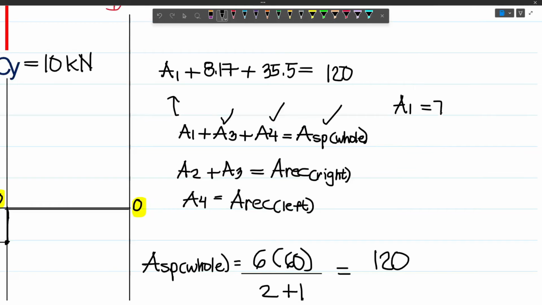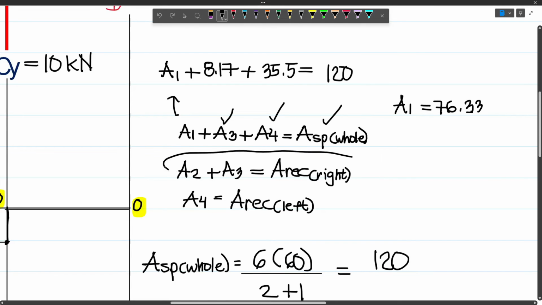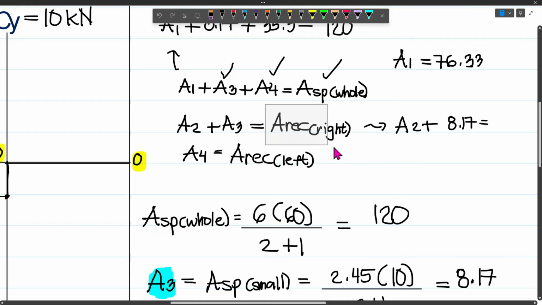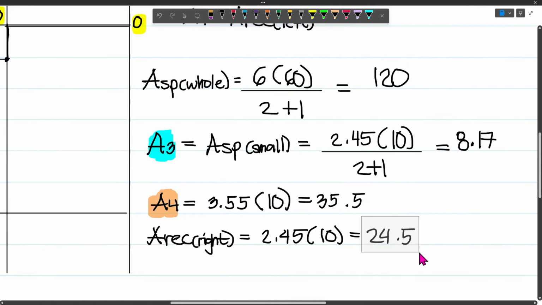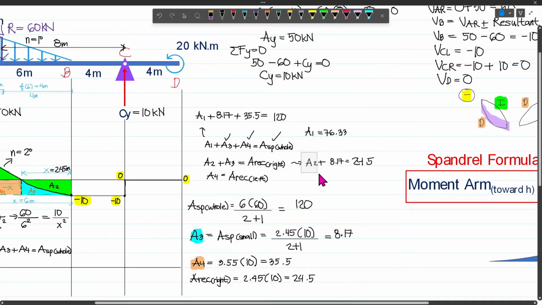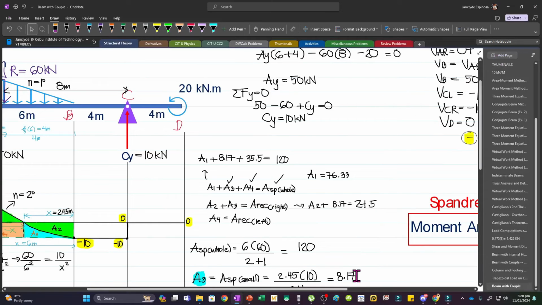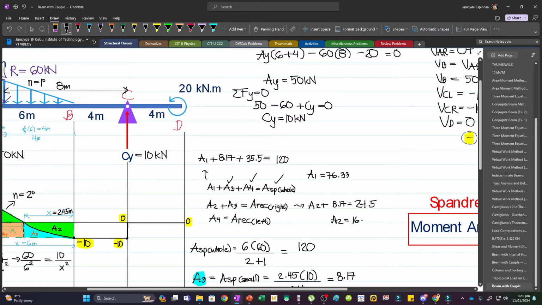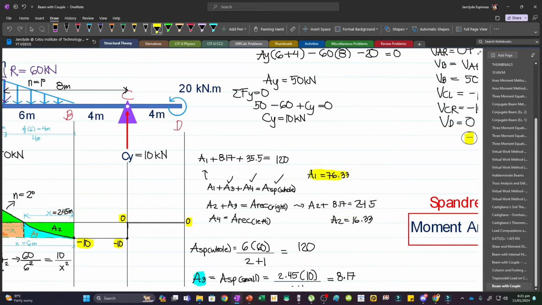So we have 76.33. And then next, we can solve A2 using this equation. And so we have our A2 is unknown, and then plus A3 which is 8.17, and then this should be equal to the area of the rectangle at the right. And so this is 24.5. So our area 2 will be 24.5 minus 8.17. And so that will give us 16.33. So our A2 will be 16.33. And so these are the values that we need.